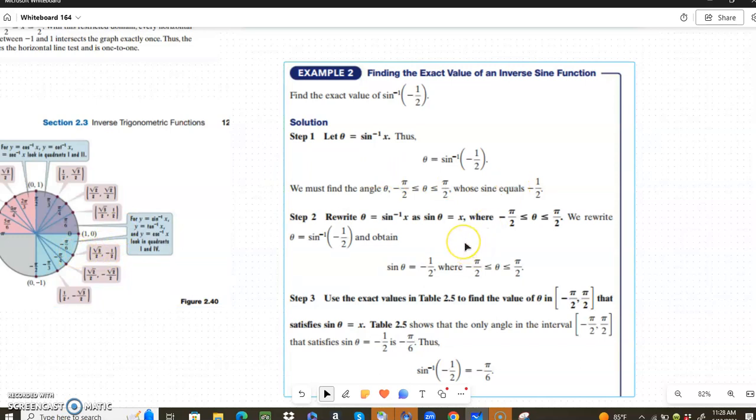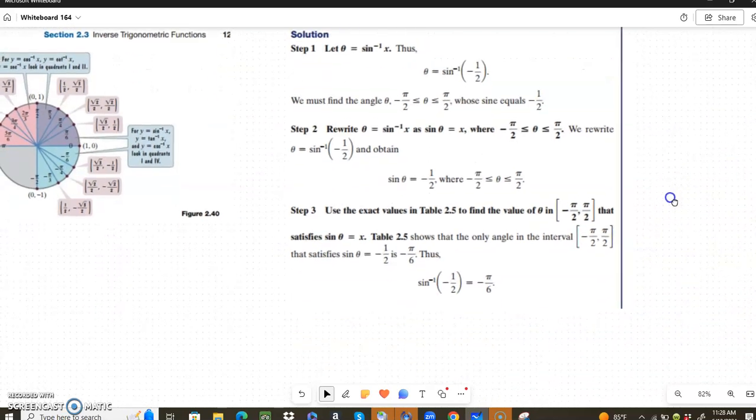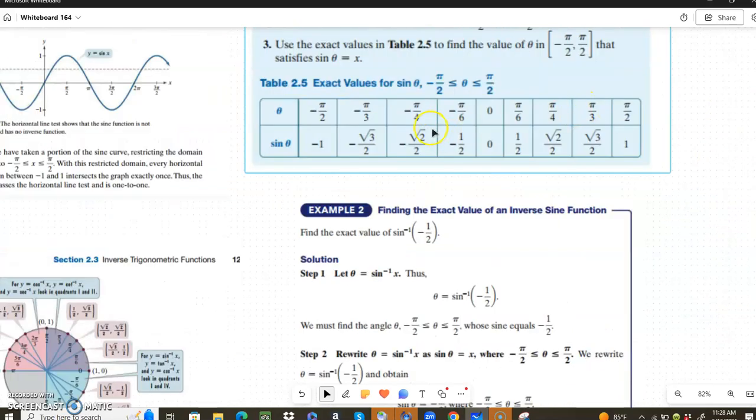So it says here the steps that we would go through would be to rewrite as sine theta equals x. And we would be saying sine of some angle is negative 1/2 in the domain that we are given. Use the exact value table, either from the unit circle or from here. If we go to negative 1/2, we get negative pi over 6. So this is very helpful.